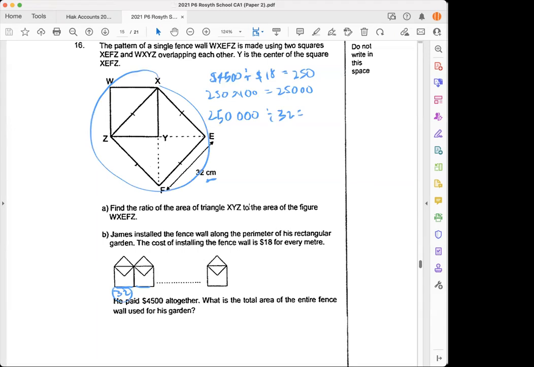You get a strange number, okay, 781.25. Okay, so the question is, what is the total area of the entire fence? Now, each fence, let's find the area of one of these, right? So it's made out of a square, 32 times 32, which is 1024. Let me clear this.